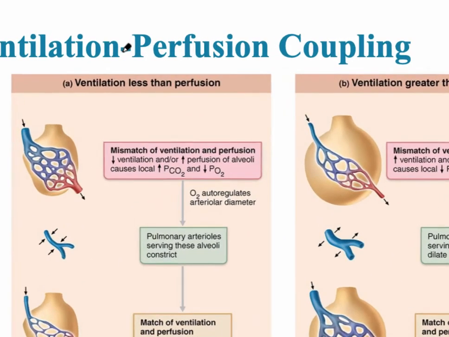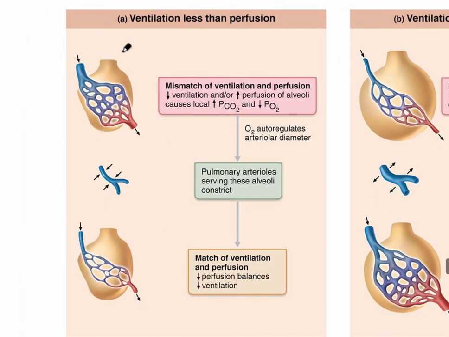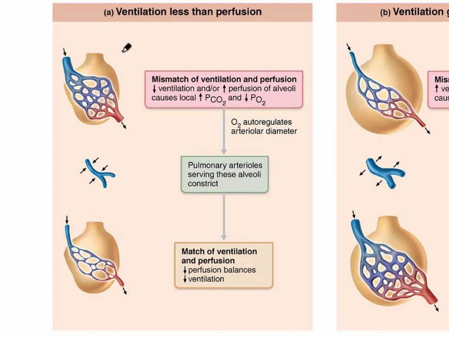And so what we see first on the left, and this is what was mentioned in the previous slides, is just a graphical representation of it. In this first region, letter A, we have ventilation that's less than the perfusion. So that means that there's not an adequate amount of ventilation of air of the alveolus.